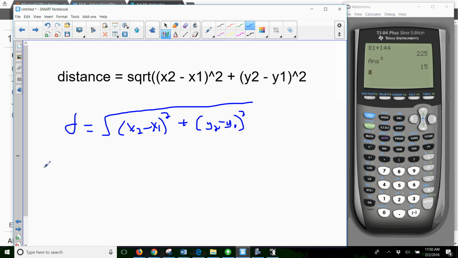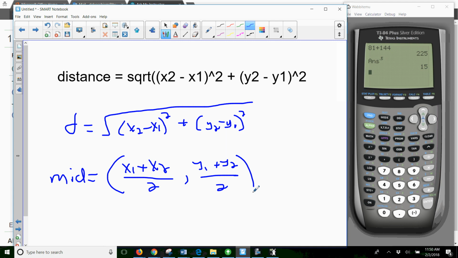Now, as far as finding the midpoint, recall the midpoint is kind of like the average. You're going to add the two x's and divide by 2 to get your x coordinate. So the midpoint is going to have an x coordinate and a y coordinate. The x coordinate is going to be the sum of the two x's divided by 2. So that's the midpoint, or the average. And then you average the y values and divide by 2.